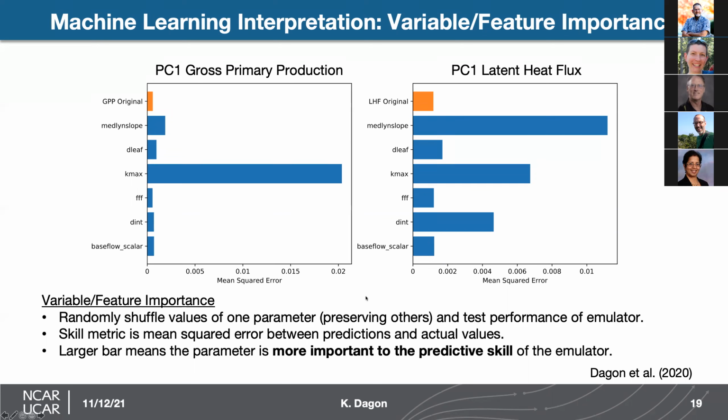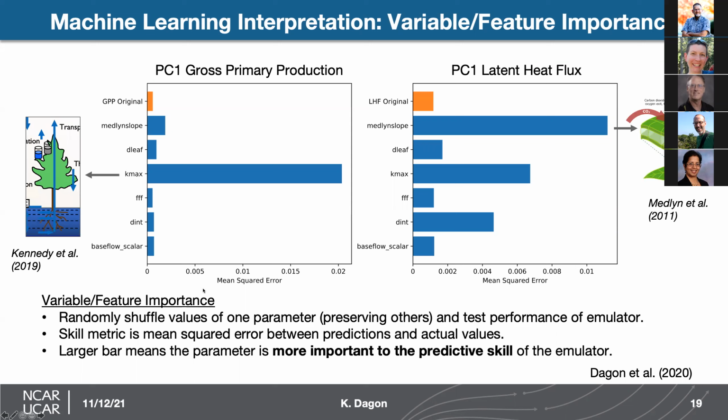So it's kind of interesting to compare, for example, the first PC of GPP being very dominated by one parameter in particular, which is a plant hydraulic stress parameter, versus looking at latent heat flux, where we have more even distribution of importance in the parameters, with the Medlyn slope parameter coming again as important. And these plots also look different when you look at the higher modes.